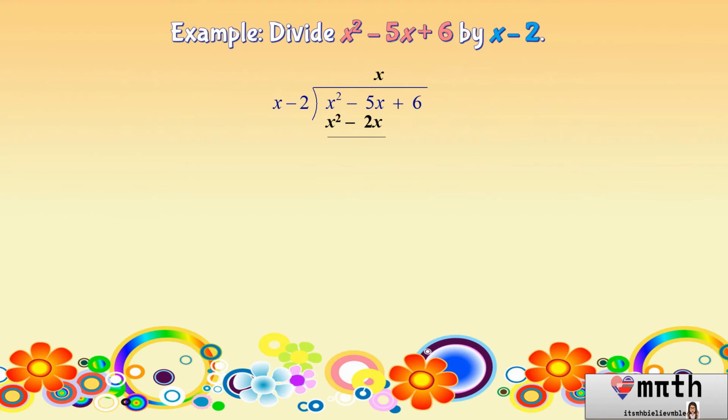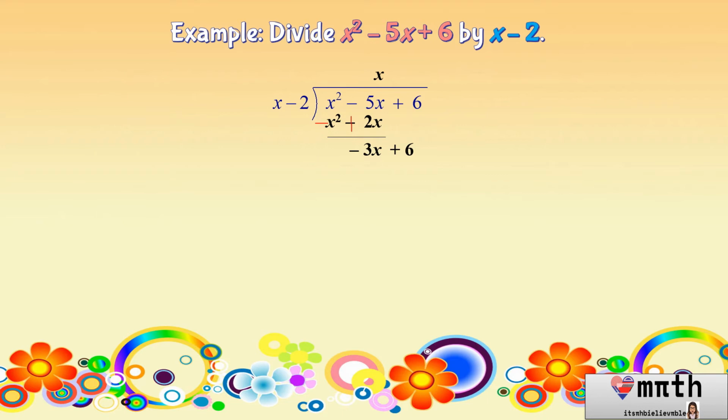Then, now we're going to perform subtraction. Again, let me change the sign. So, since this is positive x squared, that will be negative x squared. And since this is negative 2x, will be positive 2x. And x squared minus x squared, that will be 0. Negative 5x plus 2x would be negative 3x. And now, we're going to bring down the next term, which is plus 6.